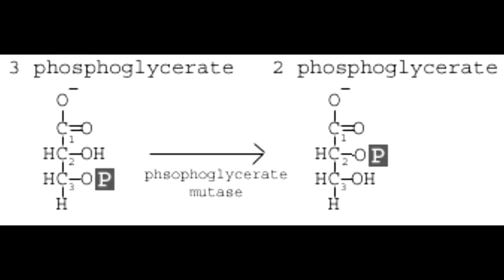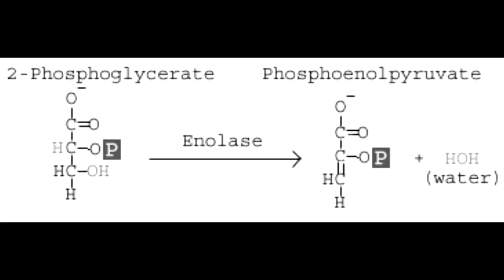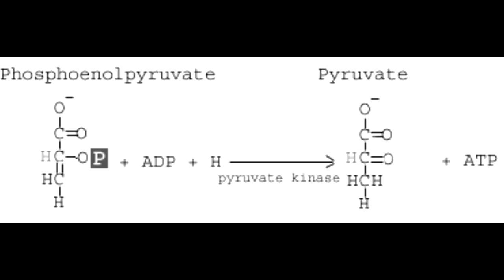The enzyme phosphoglyceromutase relocates the phosphate from 3-phosphoglycerate from the third carbon to the second carbon to form 2-phosphoglycerate. The enzyme enolase removes a molecule of water from 2-phosphoglycerate to form phosphoenolpyruvate. The enzyme pyruvate kinase transfers a phosphate from phosphoenolpyruvate to ADP to form pyruvic acid and ATP, which results in step 10, the last step.